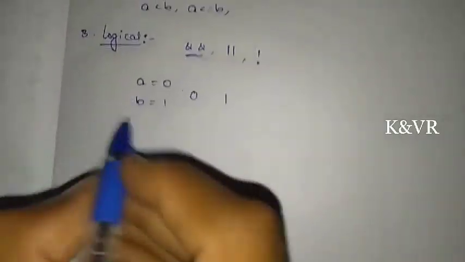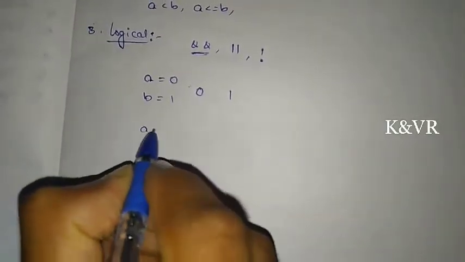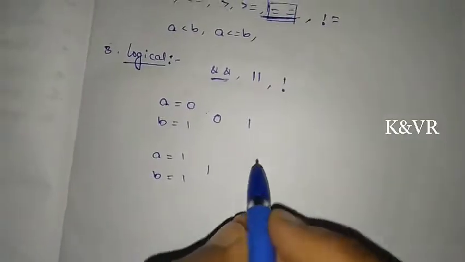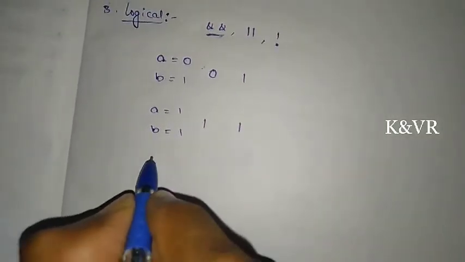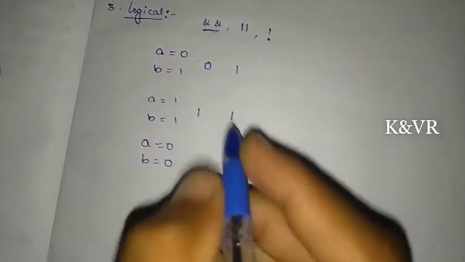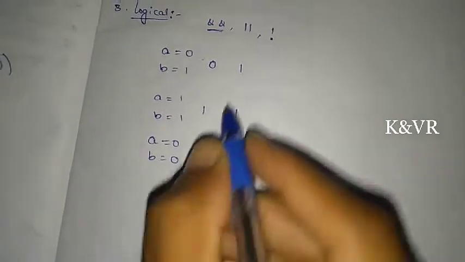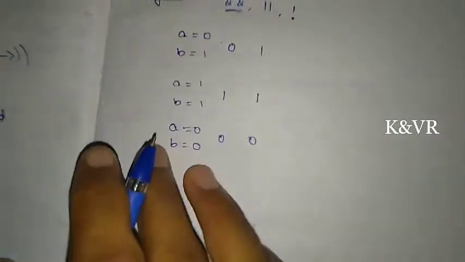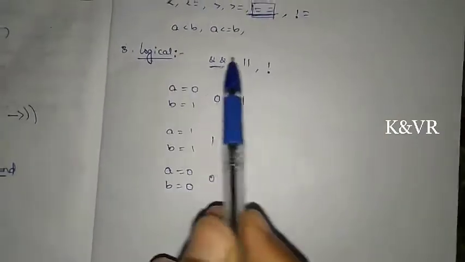Okay, and A equal to 1, B equal to 1. 1 is the result for logical and, 1 is the result for logical or. A equal to 0 and B equal to 0. Logical and result is 0. Logical or result is 0. That is the way logical and, logical or executes.